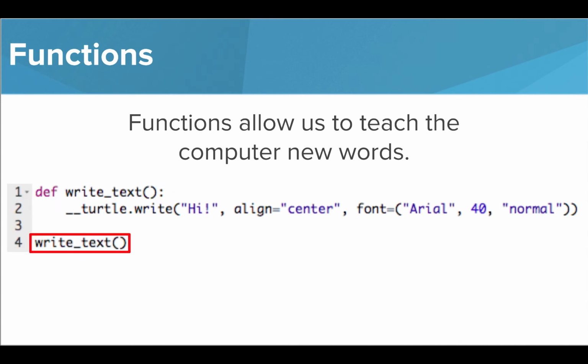Anytime we want to use this command, we can call it by typing the name of the function, in this case writeText, followed by a set of parentheses, and it will call the commands inside the function. In this case, hi will be printed to the screen. Let's try it out in the code editor.